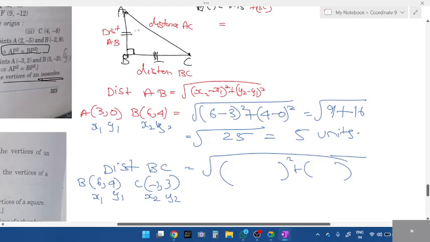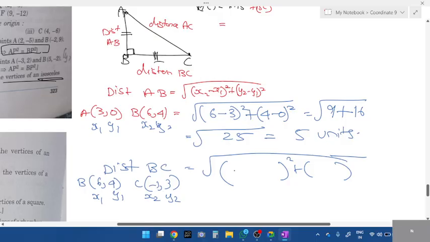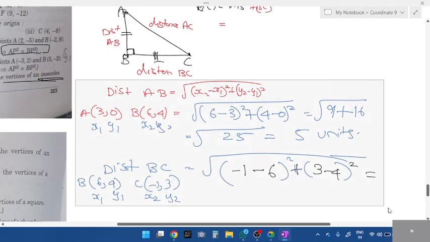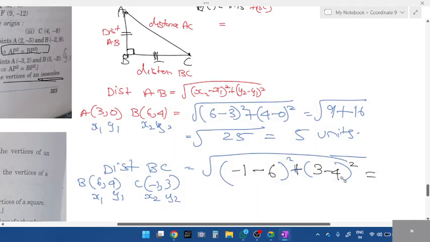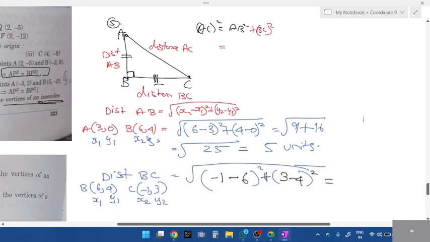x2 minus x1. What is x2, students? Minus 1 minus 6 the whole square. What is y2? Minus 4 the whole square. Is this clear? Will you try even for AC after this? Will you try for AC, students? Complete BC and AC.